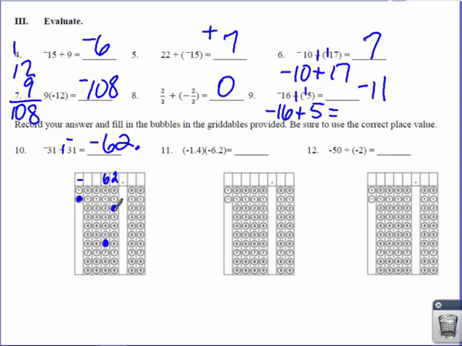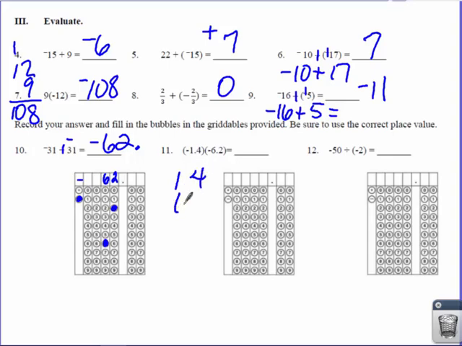Okay, now number 11 is a multiply problem. Now don't be scared about this. We just have two decimal numbers that we're going to multiply. They just happen to both be negative. So that means my answer is going to end up being a positive, because in multiply two negatives make a positive. So now I'm going to just line these up just like normal.